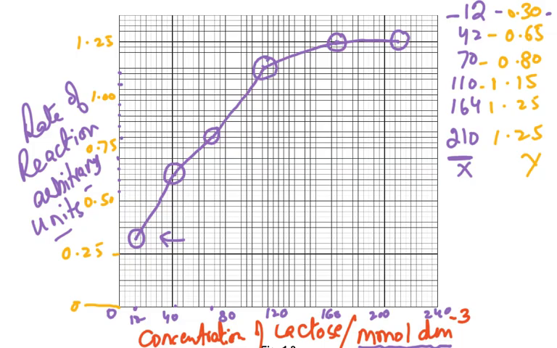Now, how am I going to mark this? This is for 4 marks. X-axis labeled concentration of lactose in millimole dm cube. Y-axis rate of reaction in arbitrary units. You got 1 mark. Scale on the x-axis 40 to 2 centimeter and y-axis 0.25 to 2 centimeter, labeled at least every 2 centimeter. Many of you don't do that.